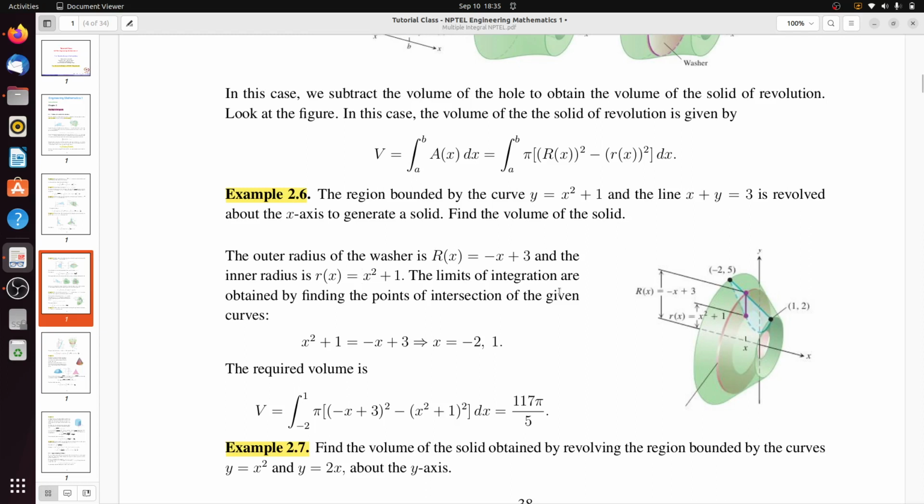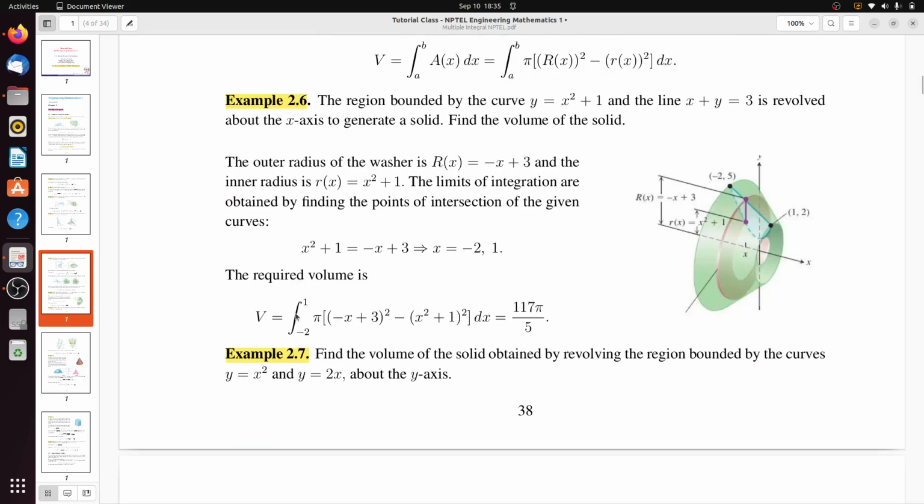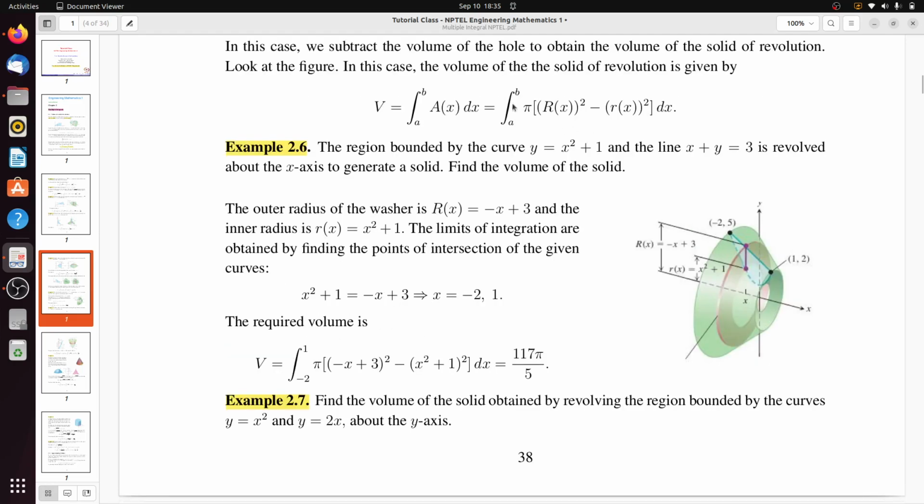Okay. Now the limits of integration are obtained by finding the points of intersection of the given curves. So when x square plus 1 equals minus x plus 3, this condition will eventually give you the intersection points and the limits of the integration. So the required volume is V equal to the integral from minus 2 to 1 of pi times (minus x plus 3) whole square minus (x square plus 1) whole square dx, and if you determine this integration, you will get 117 pi by 5. This is simply just execution of this formula.